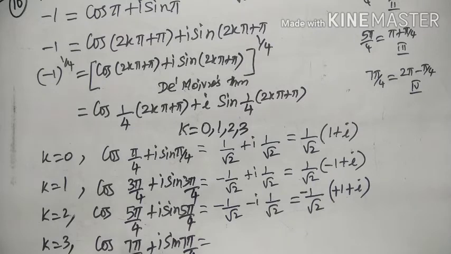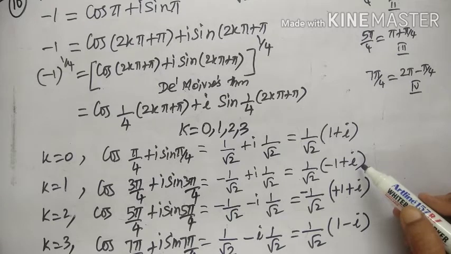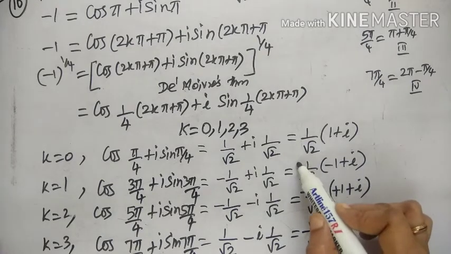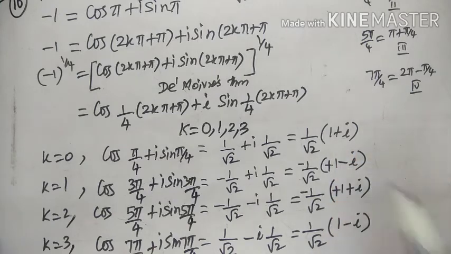And 7 pi by 4 is in the fourth quadrant, where cos is positive but sin is negative. Taking 1 by root 2 out, it is 1 minus i. To write this also in the same pattern, if I need, I can bring the minus out. It will be plus 1 minus i.